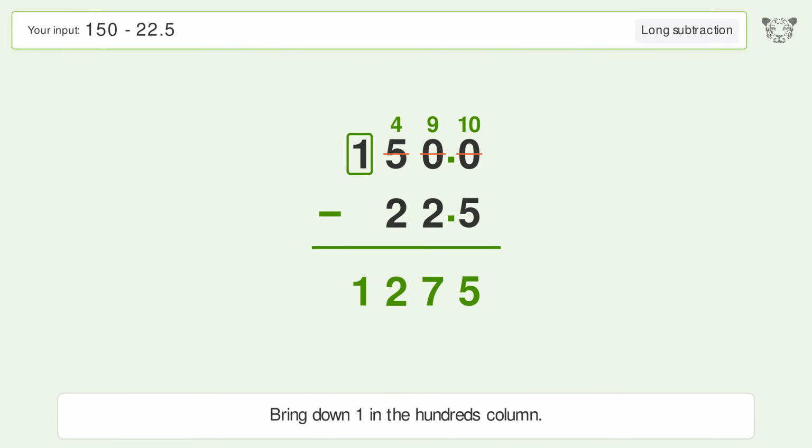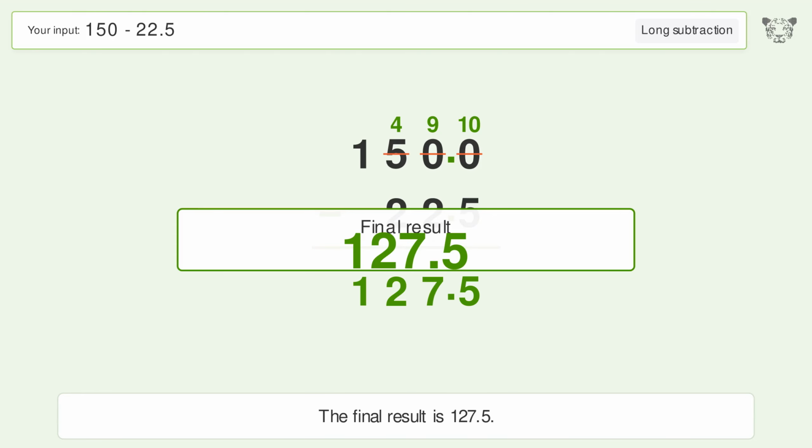Bring down 1 in the hundreds column. Bring the decimal point straight down into the answer. The final result is 127.5.